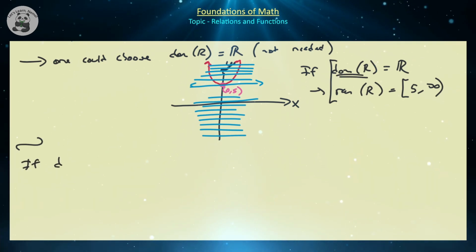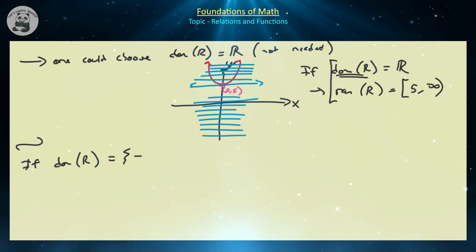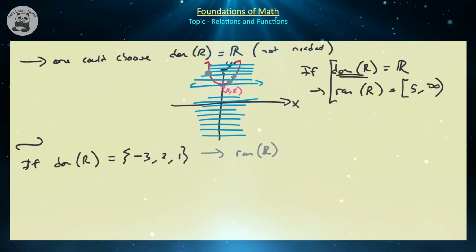For example, if I choose the domain of my relation to be equal to, let's say, -3, 2, and 1, then I'm only choosing a subset of my largest possible domain. So when I choose -3, I'm going to get some point there. When I choose 1, I'm going to get some point there. And when I choose, for example, 2, I'm going to get some point there. In particular, when I plug in -3, -3 squared is 9, plus 5, that's going to be equal to 14.